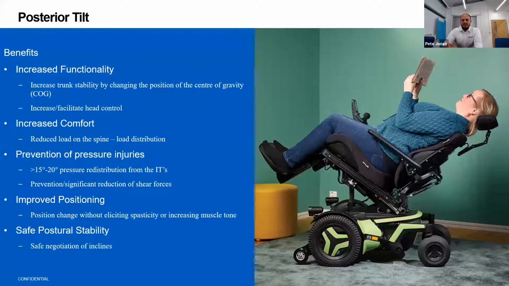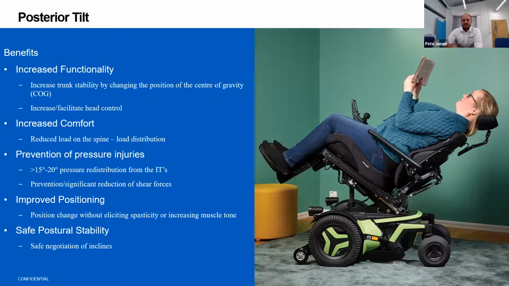So firstly, we'll look at the posterior tilt. This function allows the user to change their position without changing the angles in their joints, which can be important for users with spasticity to prevent increasing muscle tone. The tilt function, whether it is anterior or posterior tilt, is important to increase functionality. Due to the changed position of the center of gravity, users can gain trunk stability or improve control at the level of the head. If you think about MND diagnosed individuals with weakness of the neck, the tilt function can facilitate spinal extension and improve that head control.